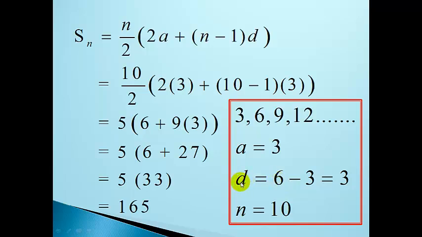So our common difference is equal to 6 minus 3, that is the second term minus the first term, and 6 minus 3 is equal to 3. Now from the question, we have to find the sum of the 10 terms. That means that n is equal to 10.